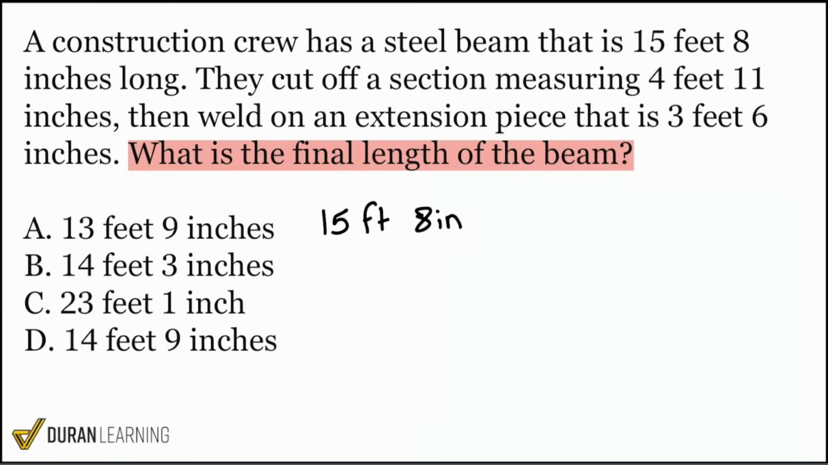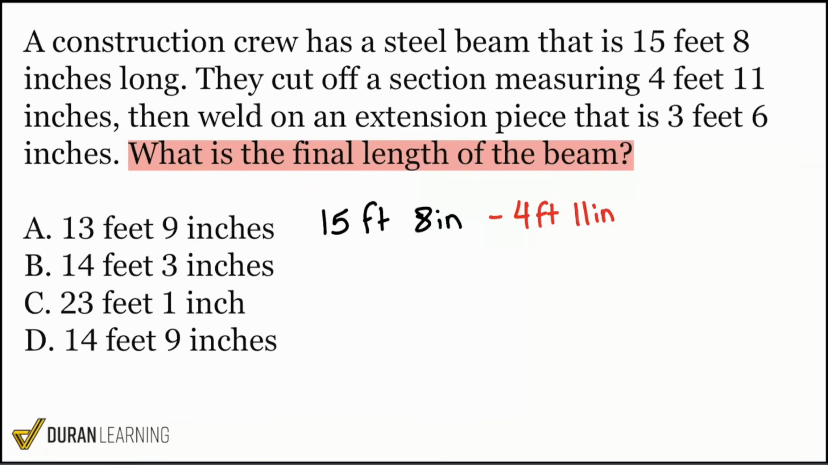Sounds good. And then they say that they cut off a section measuring 4 feet, 11 inches. Help me out, everybody. Typically, when you hear that a length or a section of something is going to be cut out, what operation are we thinking? Subtraction. Yeah, if we're just cutting off one section, that's subtraction. If we're cutting off multiple sections of the same size, that's division. But here, this is subtraction. So boom, I'll go ahead and write down that we're subtracting 4 feet, 11 inches.